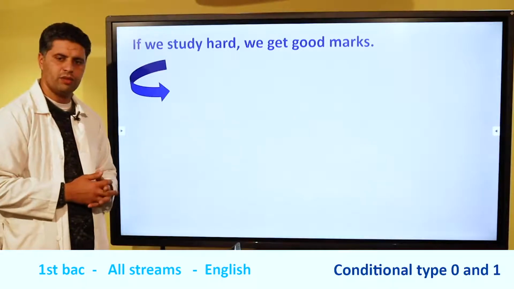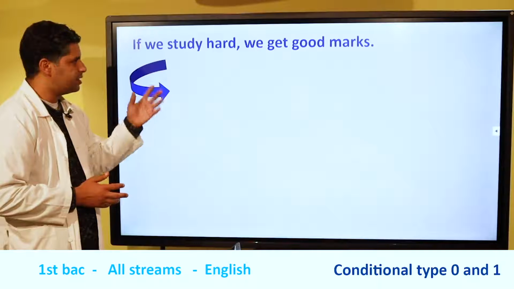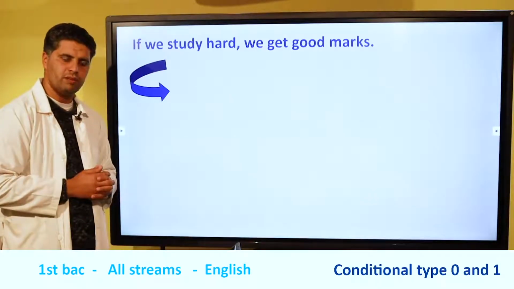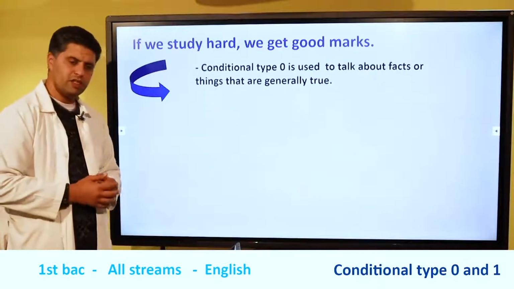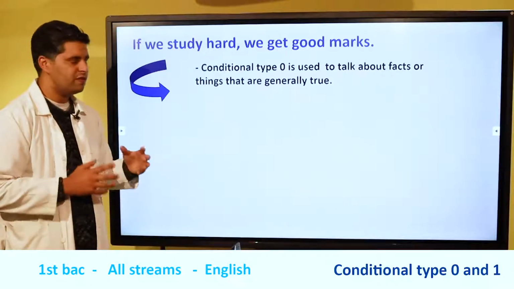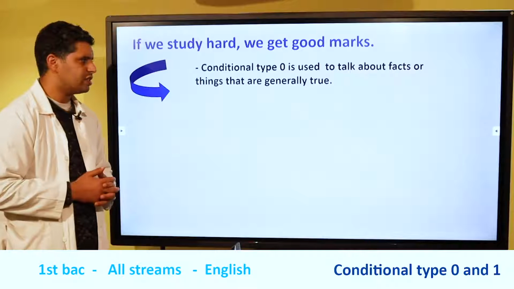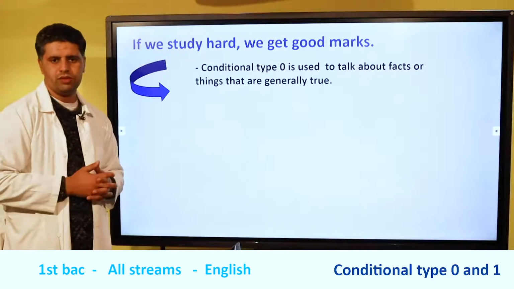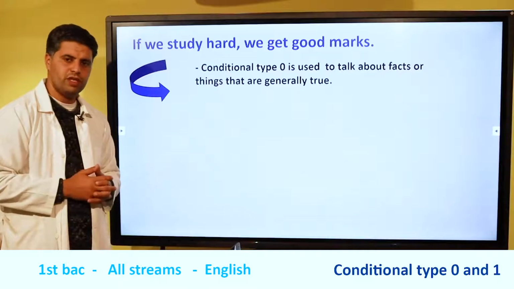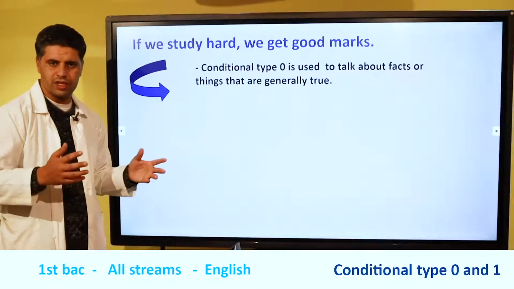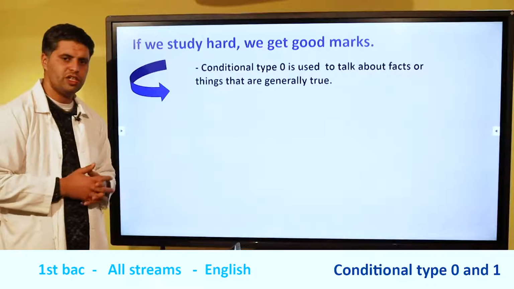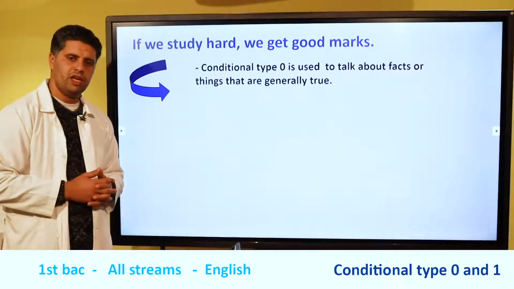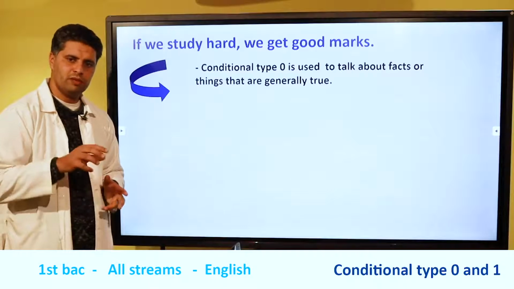good marks. So we have just said that this statement is an example of the conditional type 0. As you can see here, conditional type 0 is used to talk about facts, or things that are generally true. So when we are talking about truth, we are talking about facts, something that is real, something that cannot be changed, something that we cannot change. For example, this sentence, if we study hard, we get good marks. This one is a reality that everybody believes in.